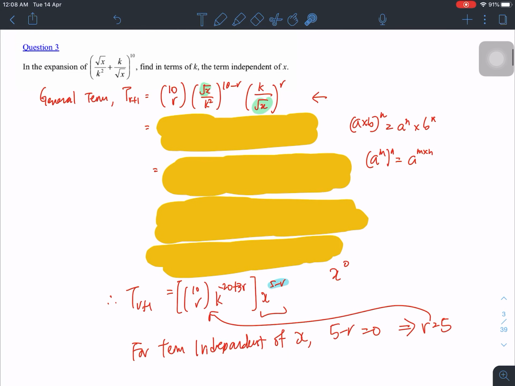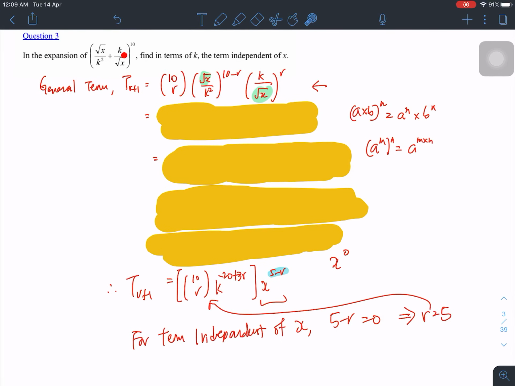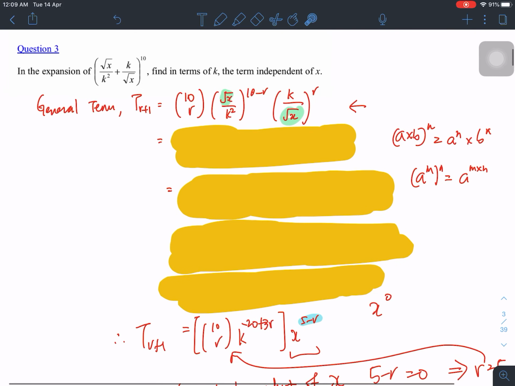For this one, you see the expansion of this expression to the power of 10. What we want to do is to find, in terms of k, the term independent of x. In this case, k is simply some constant, so your variable is x. How are we going to tackle this question? First of all, you need to know what term independent of x means. It means x to the power of 0, so in short, this is your constant term.